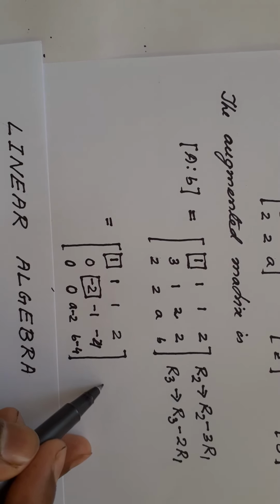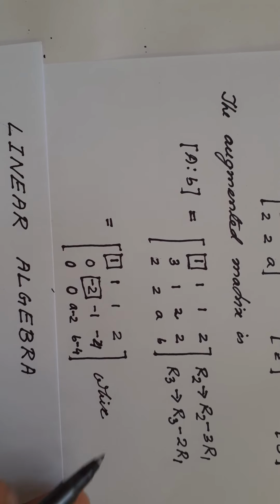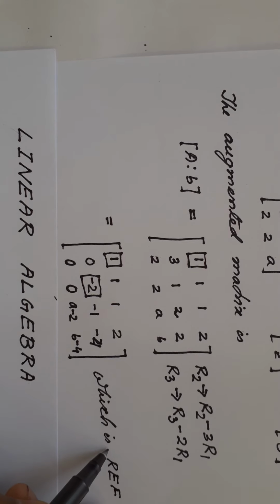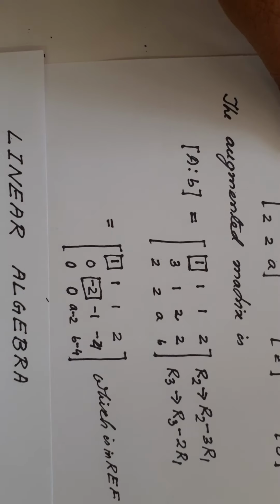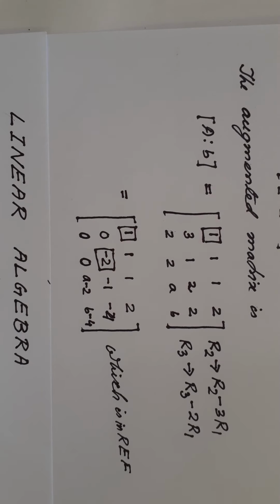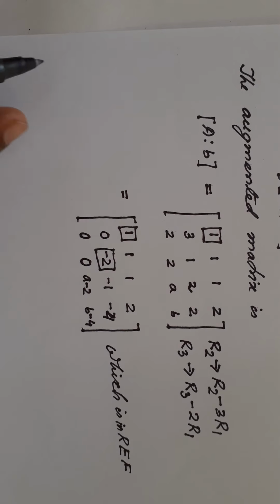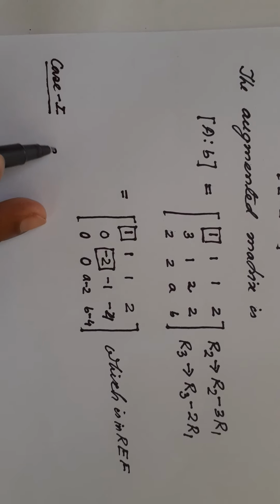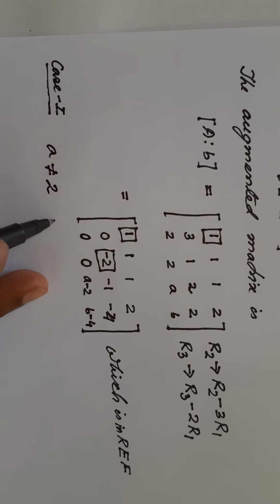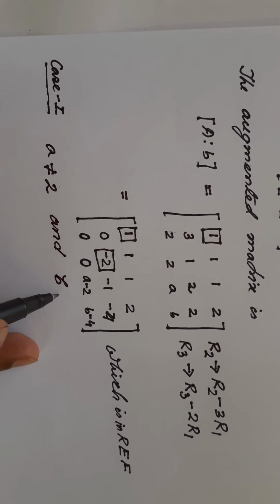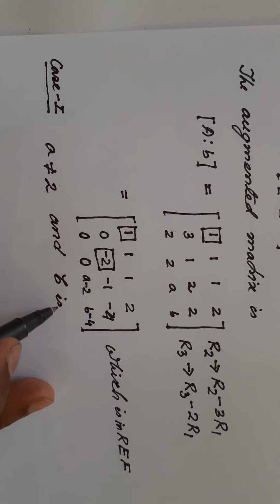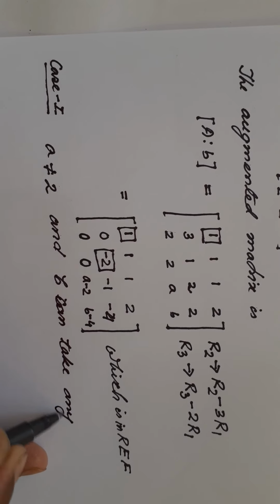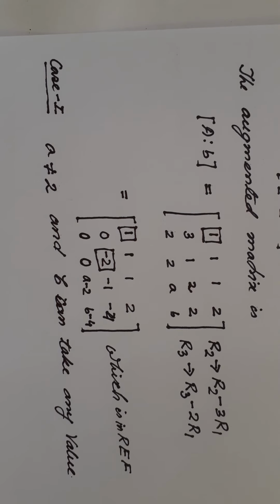Notice that this is in REF, but not exactly reduced. So what we are going to do now is consider different cases of a and b. The first case we consider is case 1: a is not equal to 2 and b can take any value. So what will it represent in this case?